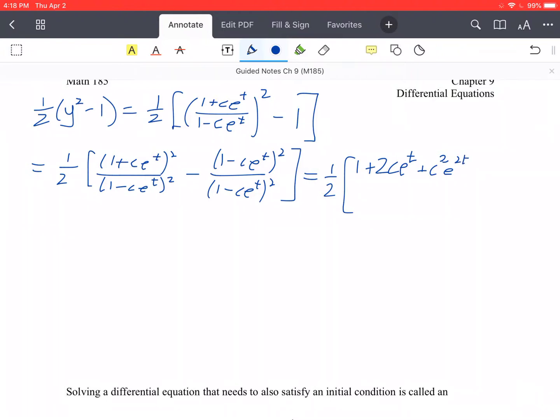and then minus, so everything here is going to get a minus distributed to it, so 1, then it would be minus 2c e to the t, so it becomes plus 2c e to the t, and then it would be plus, but it becomes minus c squared e to the 2t, and that's all over that common denominator of (1 minus c e to the t) squared.